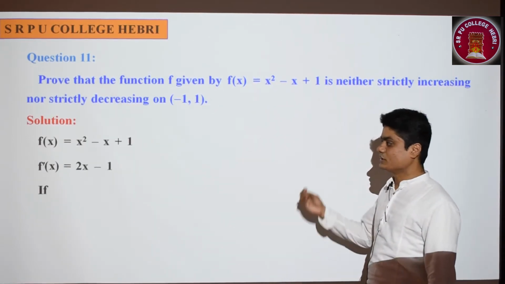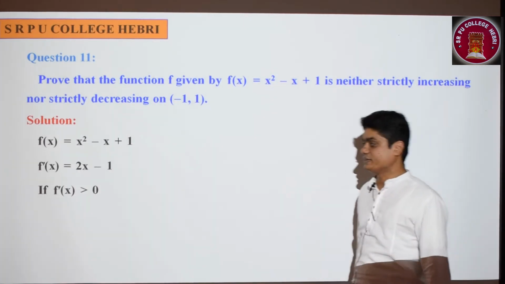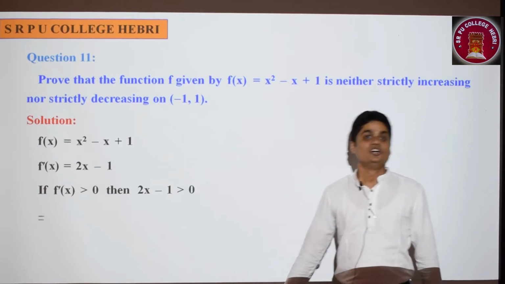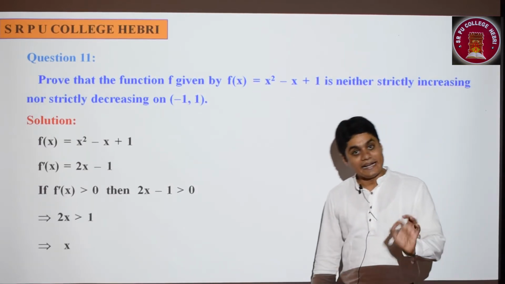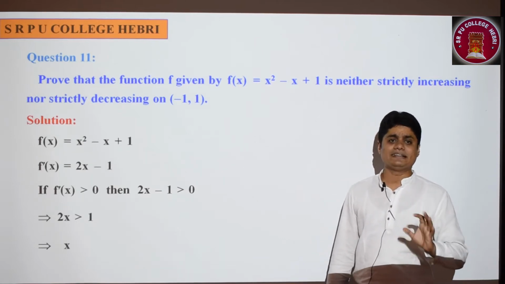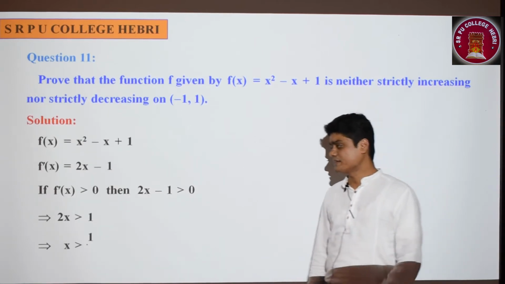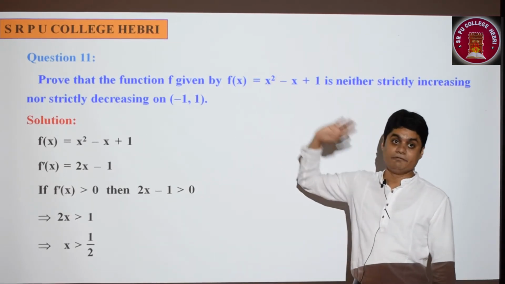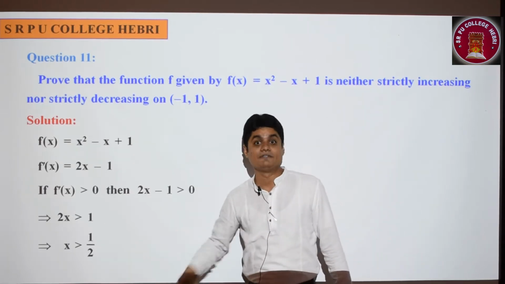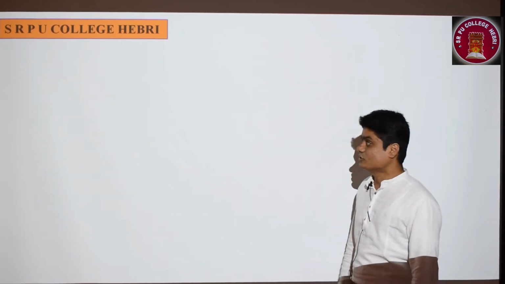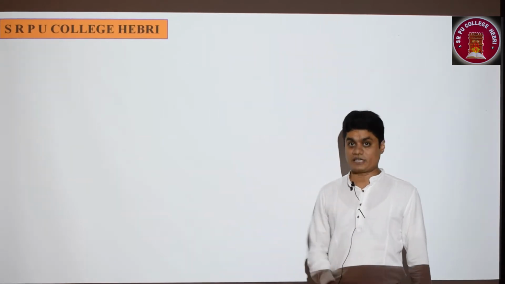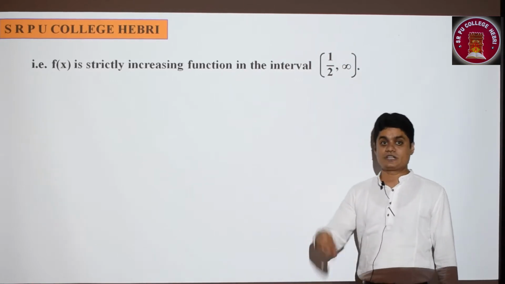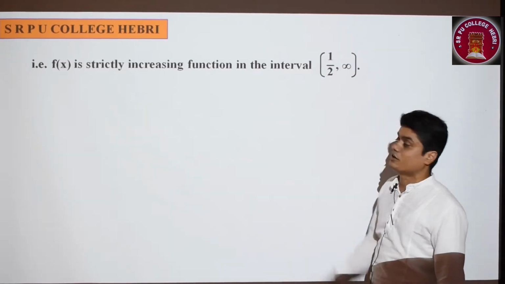So now suppose the function is strictly increasing, then f dash of x is greater than 0. Then 2x minus 1 is greater than 0. 2x will be greater than 1 and x will be greater than half. What do you mean by x is greater than half? Can you tell me? It's the interval starting from half, not including half, to infinity. Okay. So we got, if the function is strictly increasing, then its interval must be half to infinity.